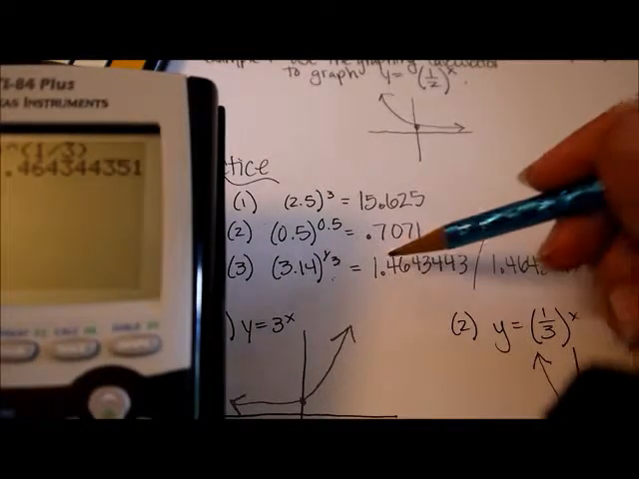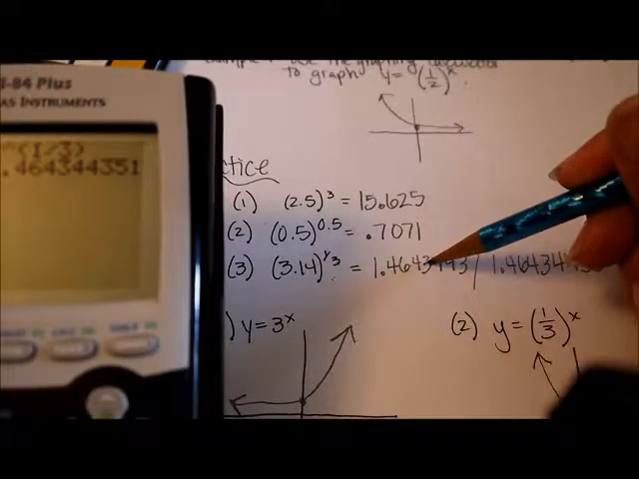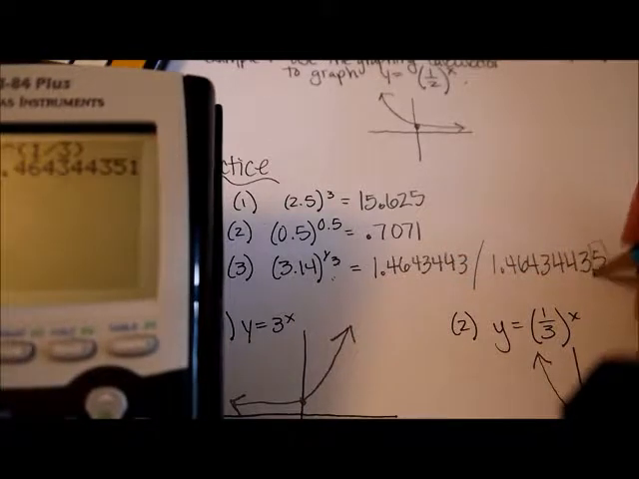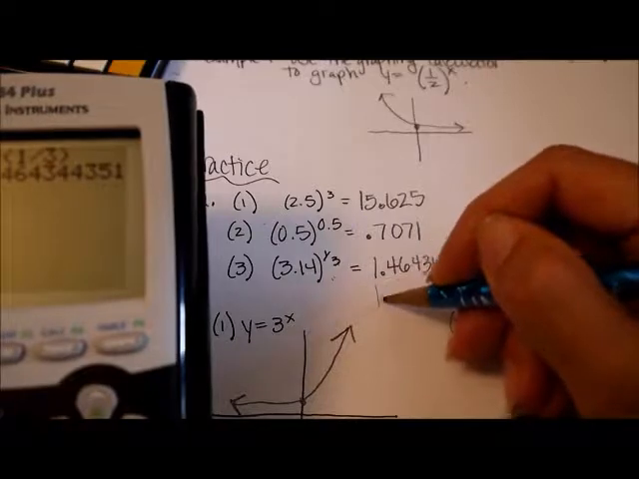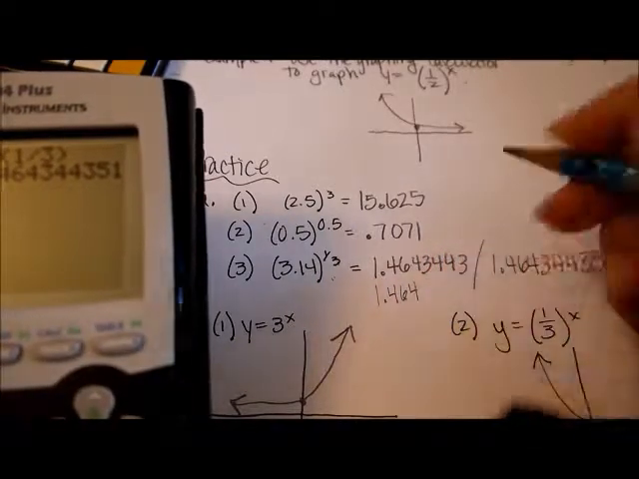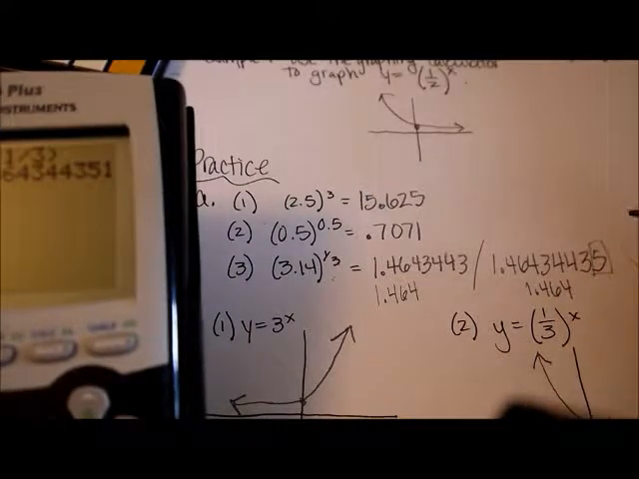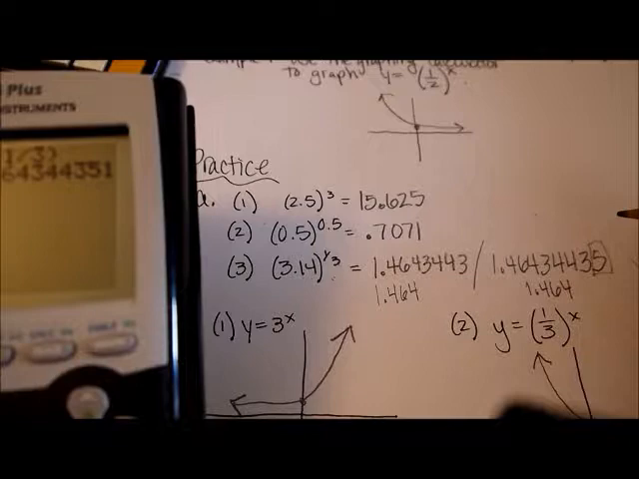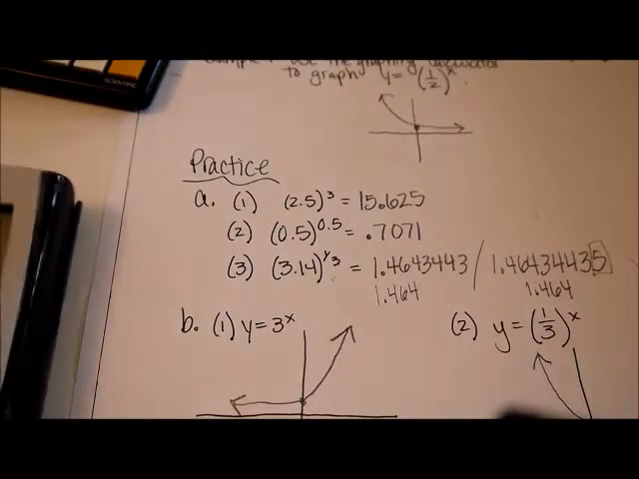1.46434435. Okay, so it looks like our first 3, 4, 5, 6 match. This just took it out one more. So they're close, especially if we're going to round to 1.464. Okay. So there you go. The last one, read and answer.